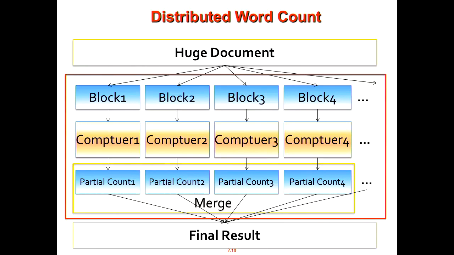The whole step enclosed by this red rectangle you can think of as a black box of MapReduce. What you give MapReduce is the huge document, and within this part, MapReduce will process this huge document and generate the final result. So finally you get what you want.